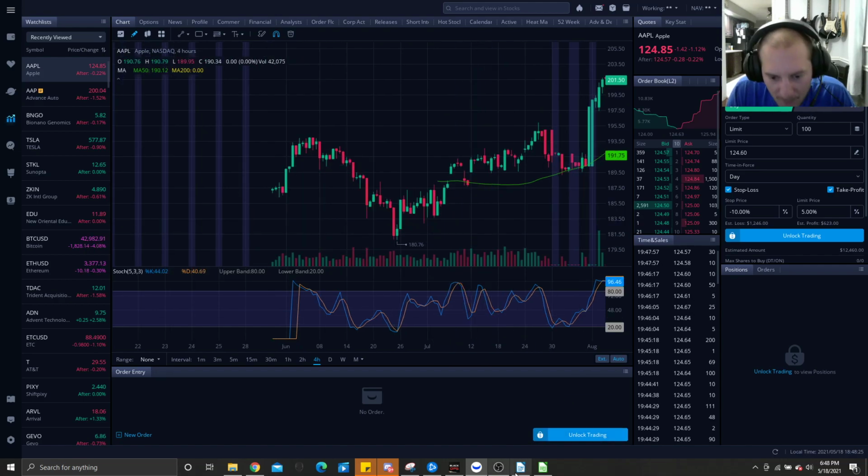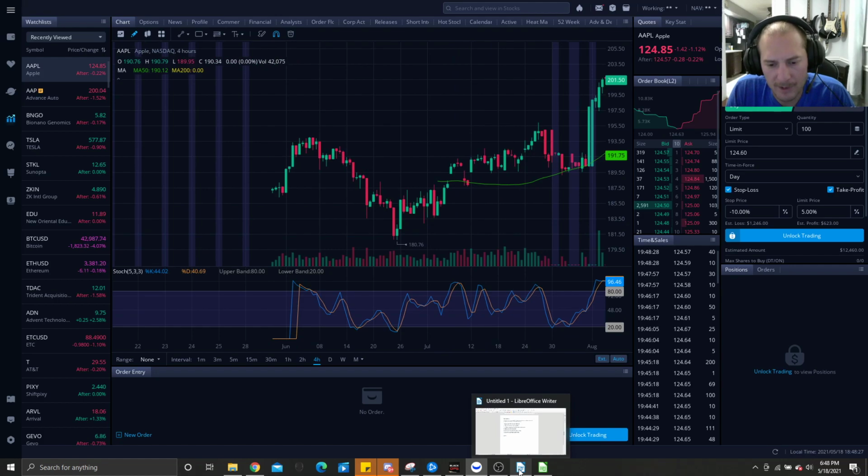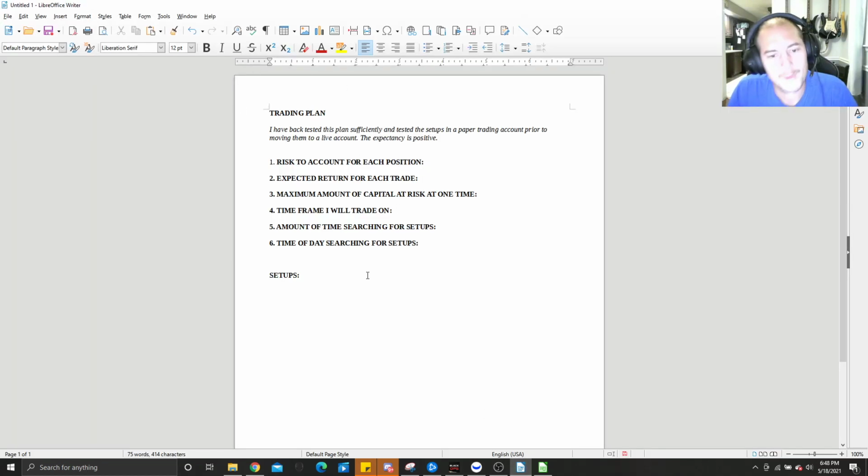So, trading plans. First off, I want to say, if you don't have Microsoft Office, LibreOffice is free. It's completely free, and it's basically a clone of Microsoft Office. It comes with spreadsheets, presentations, and a document writer. So check out LibreOffice if you don't have Office and you want the free alternative.